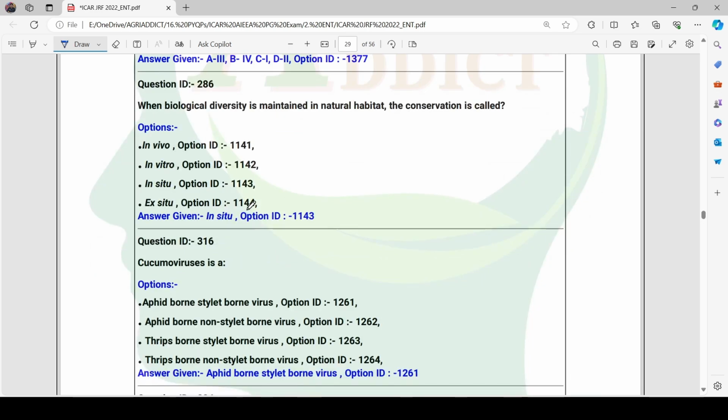When biological diversity is maintained outside the natural habitat, the conservation is called ex situ.